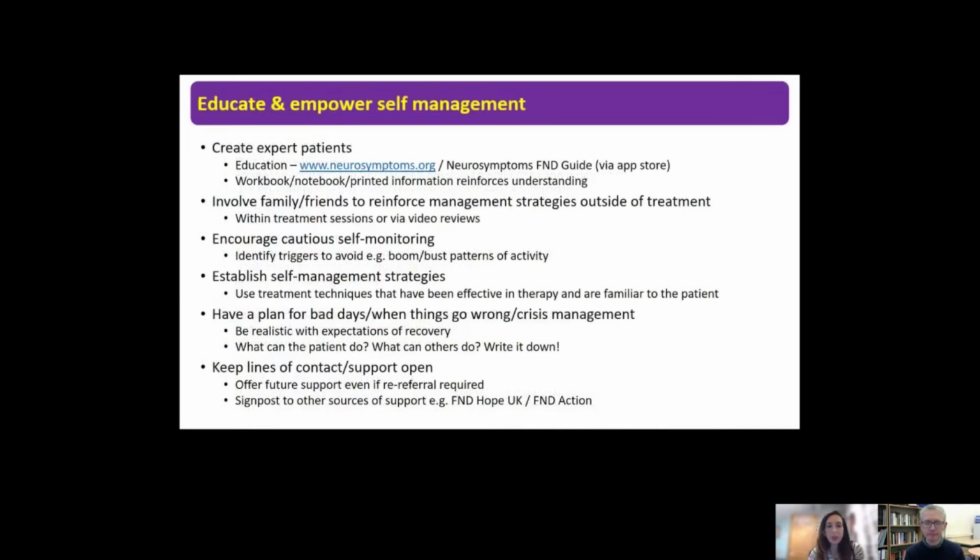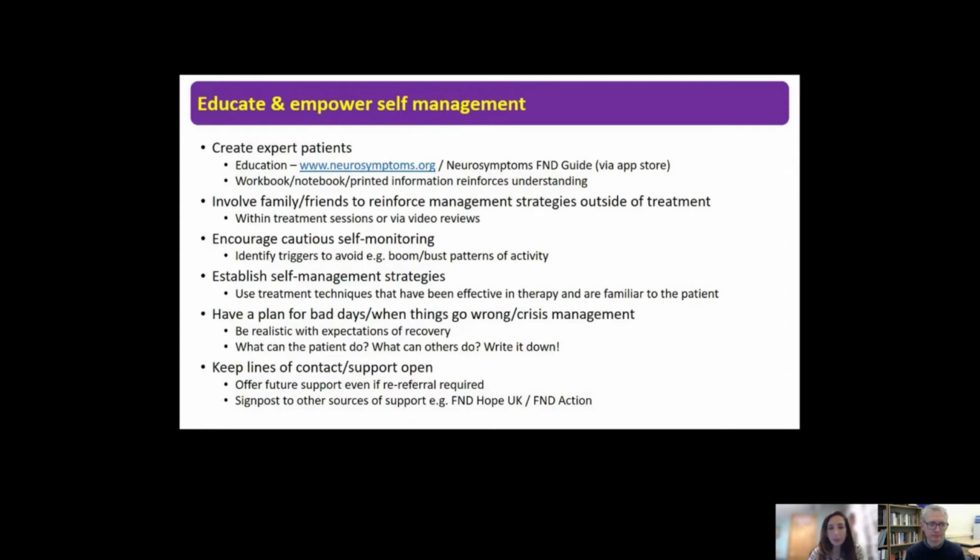And probably one of the most important factors, I think, is education and empowering that self-management going forward. We want to create expert patients. It's not new to FND. This is something I was doing 15 years ago for MS patients and Parkinson's patients. This is important to educate anybody with a chronic illness on how to manage their symptoms. Empower your patients, give them a workbook, get them to write down what they're doing, get them to make notes of what's working for them and what strategies they can use.